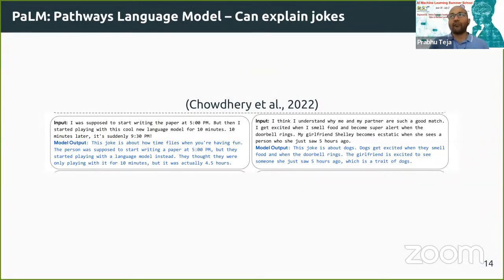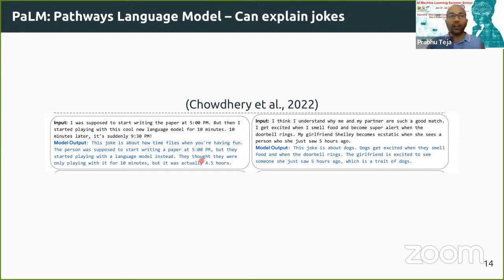So look at this example. This is a large language model. A language model is one that generates text. That's how it's trained. It's trained to basically say, given these 10 words, what would be the 11th word? So it tries to understand what a piece of text means by learning the context. This was a model that was trained on absurdly large amounts of data and on lots of computation. And people have found that it has figured out how to explain jokes.